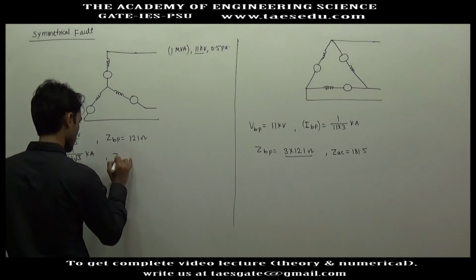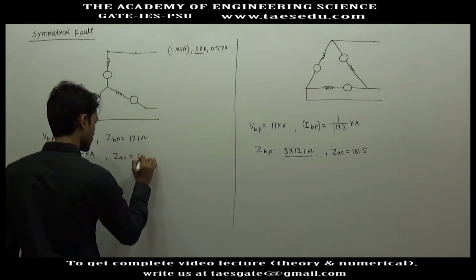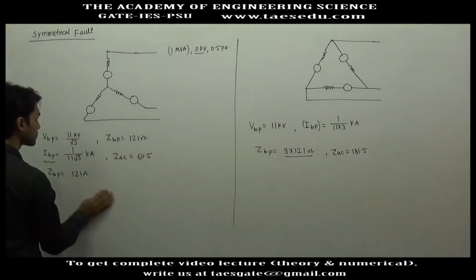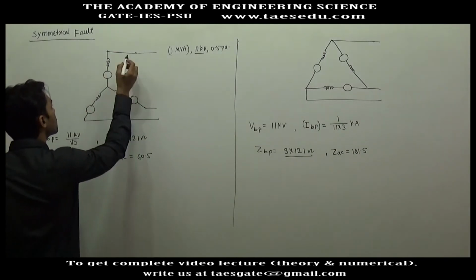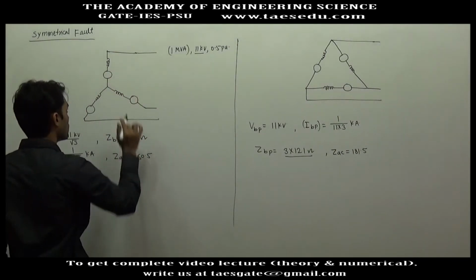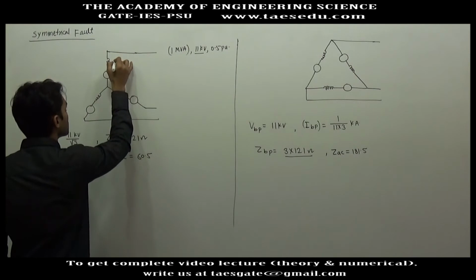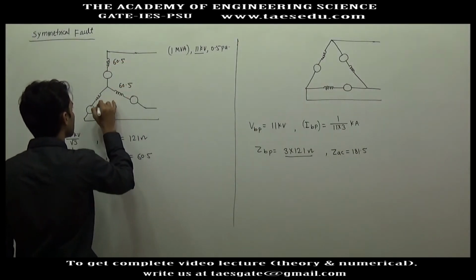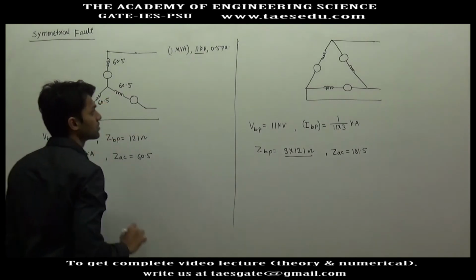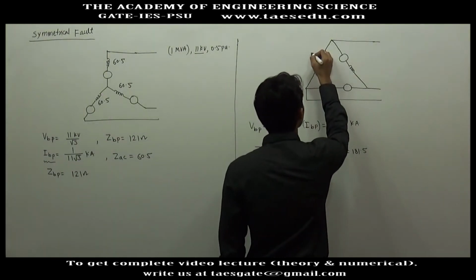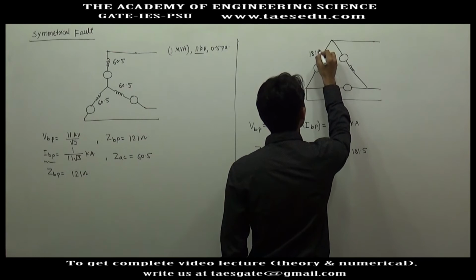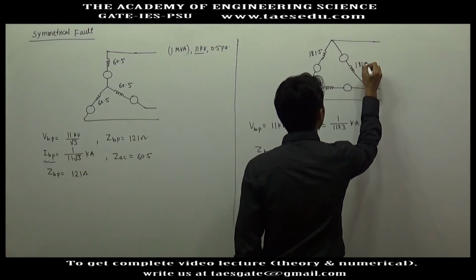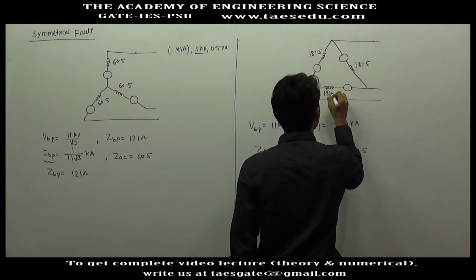And here you have Z actual as 60.5. So the ohmic values of these impedances are 60.5, 60.5, 60.5. And here you have 181.5, 181.5 and 181.5.